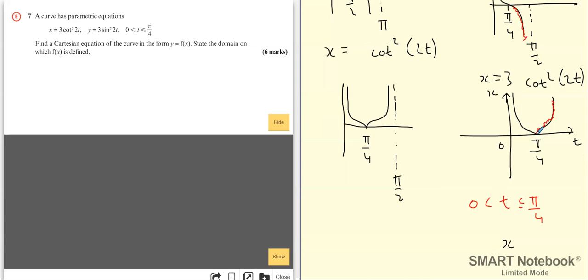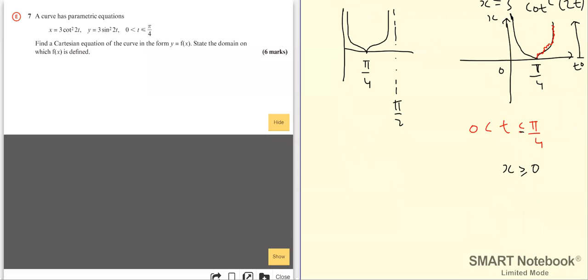Is pi over 4 allowed as a value for t? Yes, it is. So the lowest value on this graph is 0, and it goes up to infinity at the top because this goes up forever over there. The key thing to understand is that because pi over 4 is allowed, we get an x value of 0. And that is allowed. So we should say x is greater than or equal to 0.